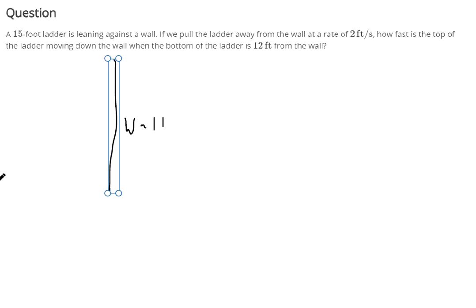So if we have a wall, we got a ladder put up against the wall, like this. Do a different color. This distance from the base of the ladder to the wall impacts how high up we can reach on the wall, right?